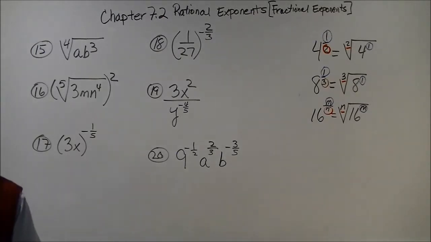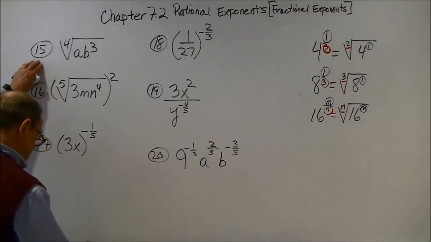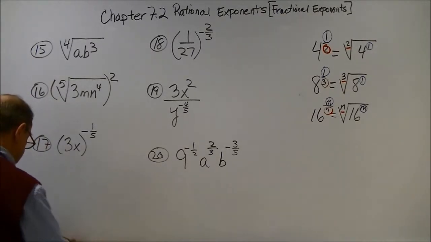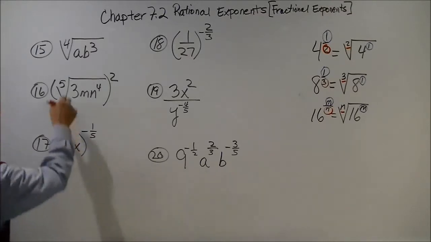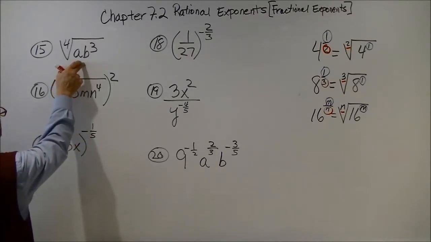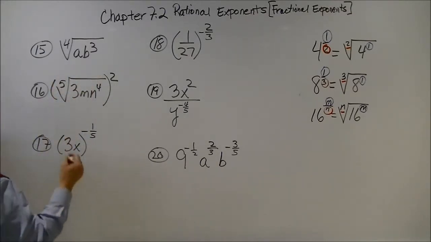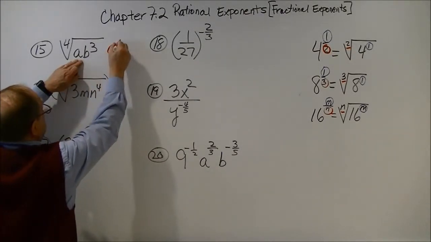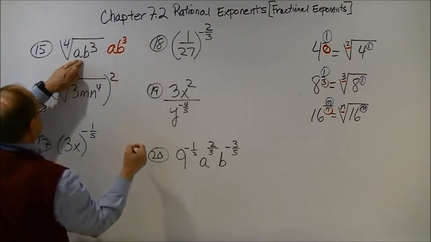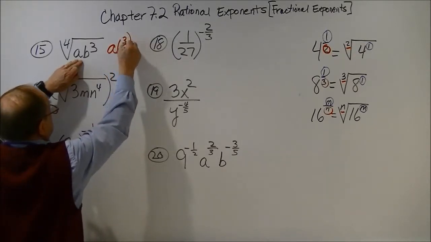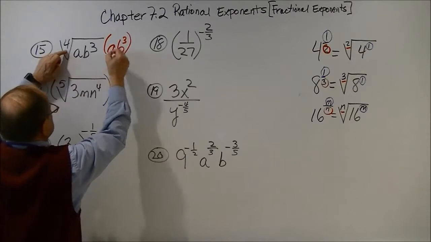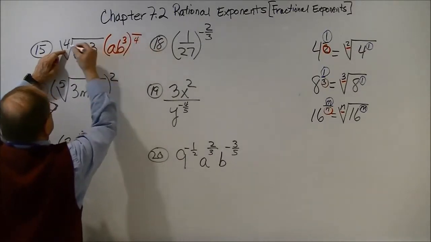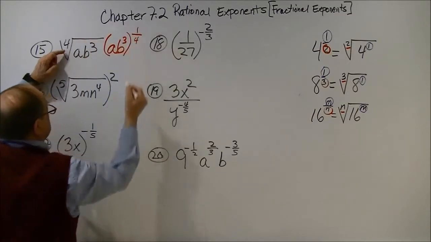All right, going on to number 15. And what we want to do is to convert them into fractional exponents. So again, our radicand is the base. That'll be a b to the 3rd. And we could put that in parentheses because our denominator will be 4 and our numerator will be 1.